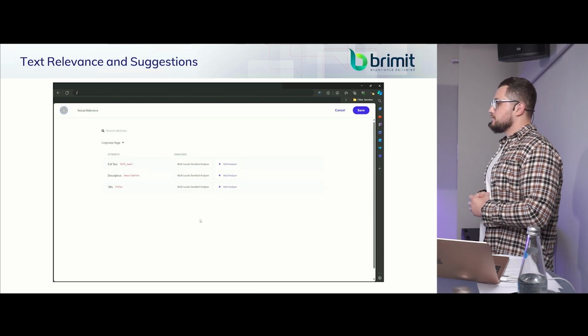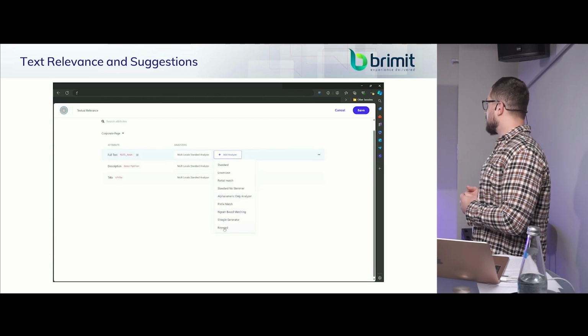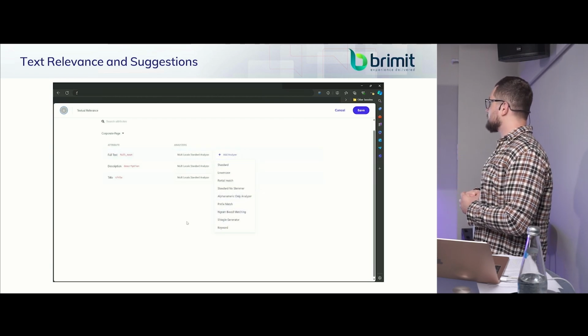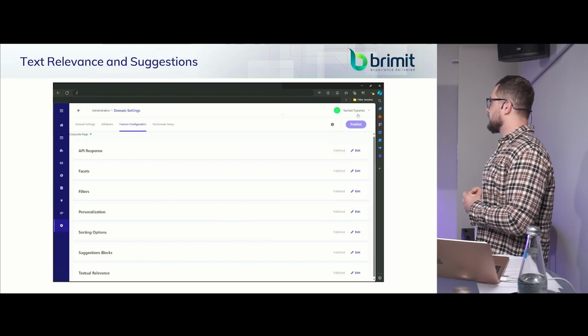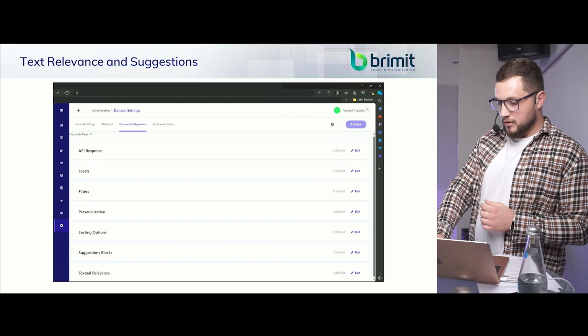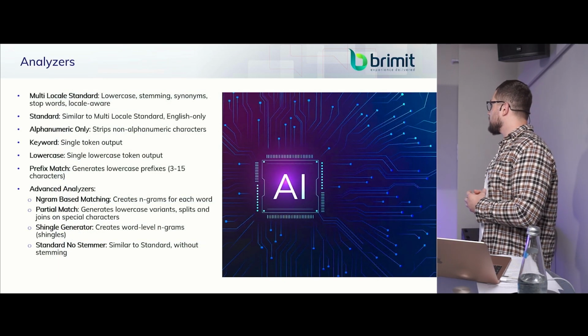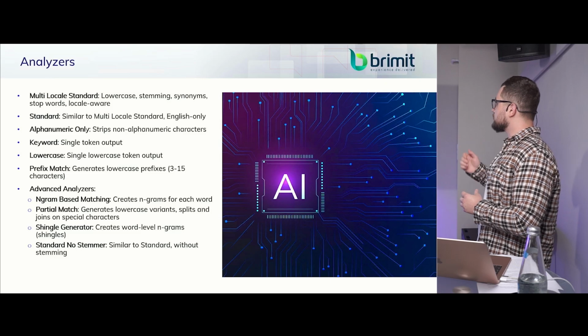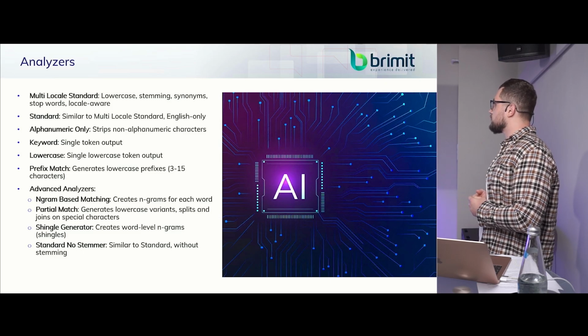Of course, Sitecore has a lot of information about, for example, analyzers and about how to set up something in the documentation, and you can find everything. On this slide, you can see how many analyzers Sitecore Search has, which you can use for text relevance or the suggestion block.